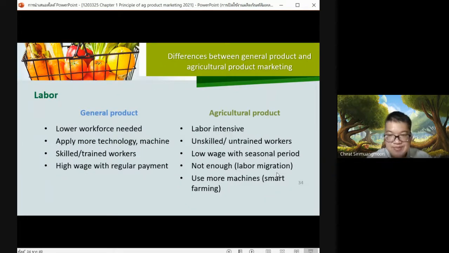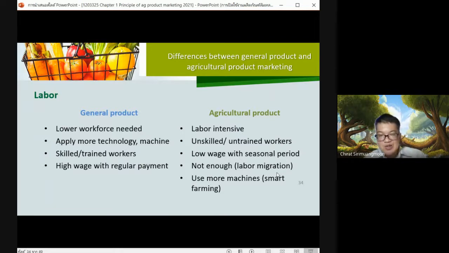Then how about labor? Labor for general products needs a lower workforce, but for agricultural products we focus on labor intensity because we still need people who work on the farm. So we need to pay more. And general products apply more technology and machines. You need to have skilled and trained workers. You need to pay a lot and on a regular schedule, because general products have monthly payment, but agricultural products are different.